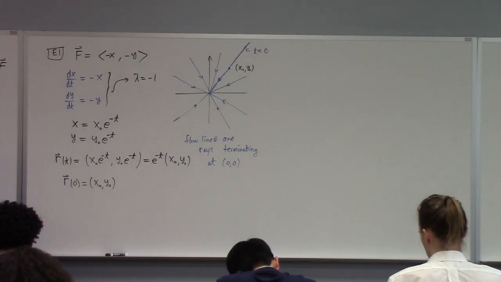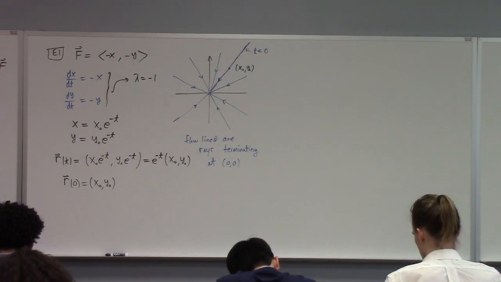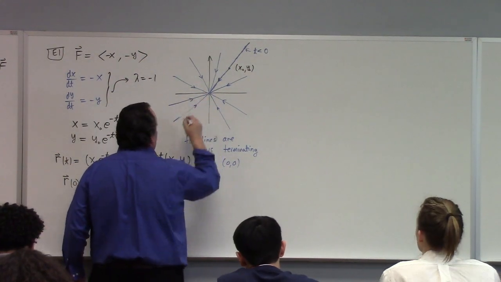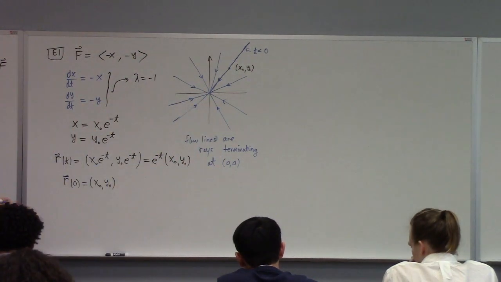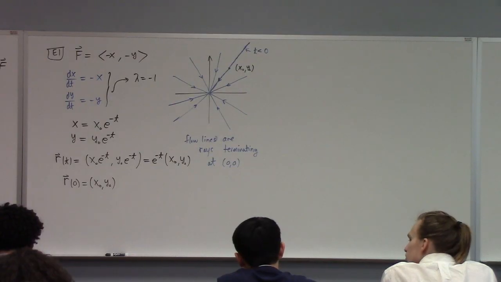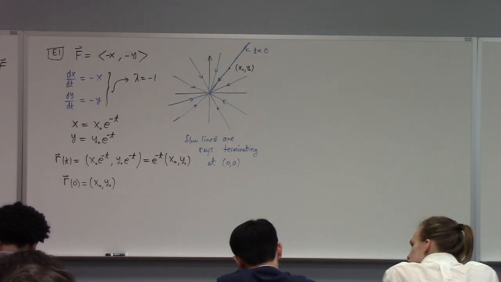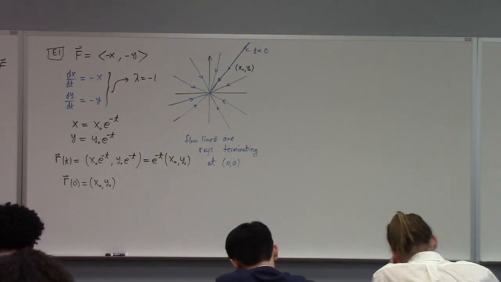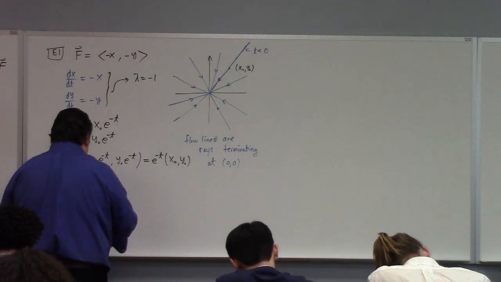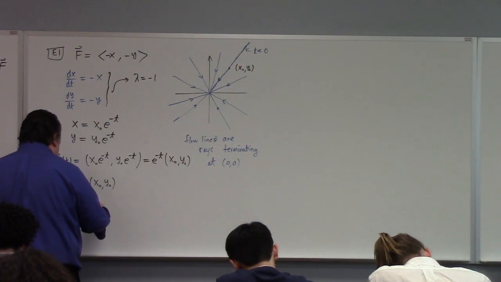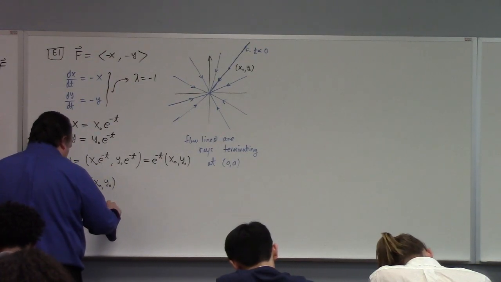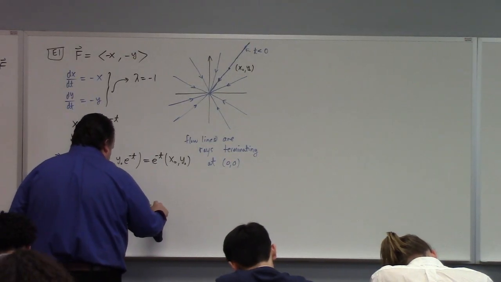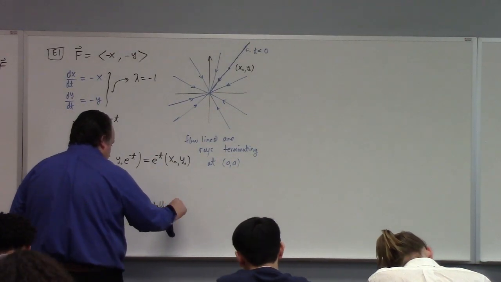What's the significance? The origin is really different than any other point, isn't it? Because the origin is the one place where we don't really have a ray going through it. If our initial condition is the origin, we just sit there, right? So the origin's like a special point here. It's what's called a critical point. The origin is a critical point for this vector field. In fact, the origin is what we might call a stable attractor.